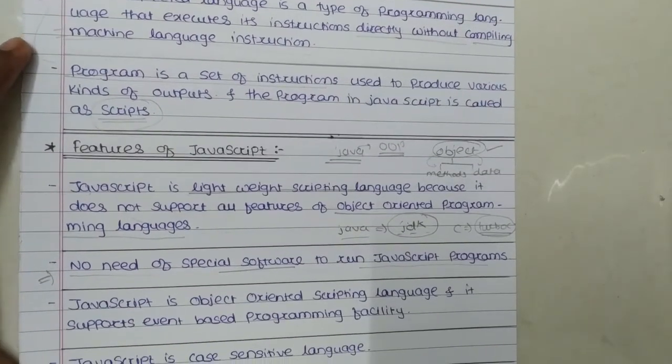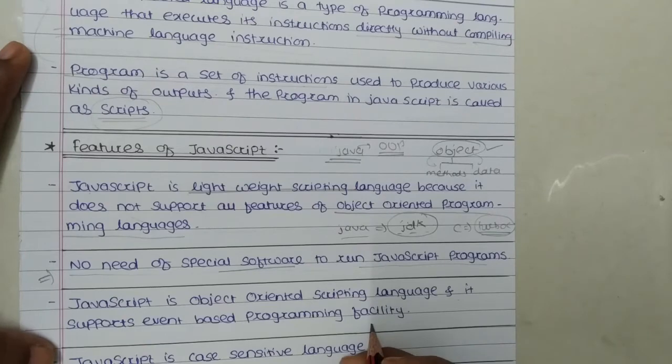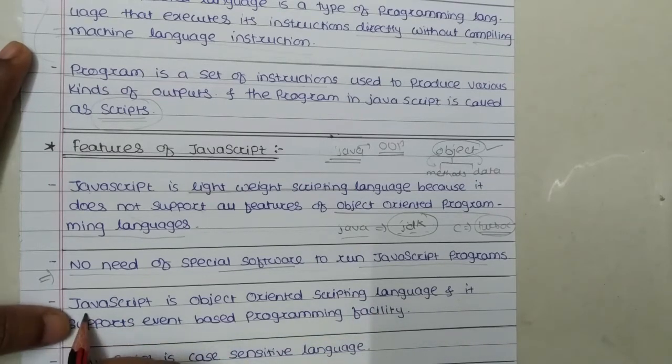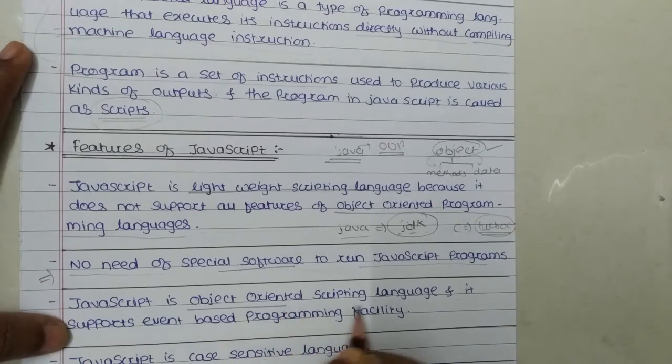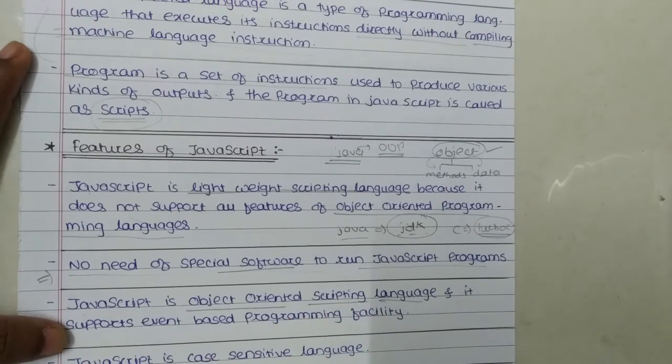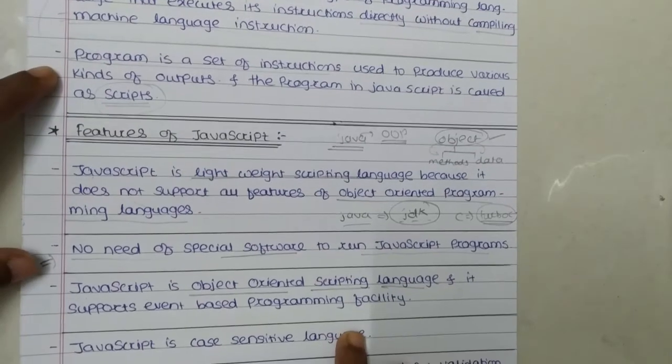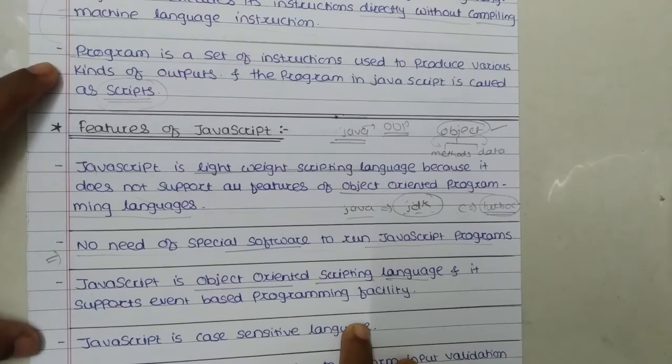Now next one is that JavaScript is an object-oriented scripting language and it supports event-based programming facility. What does this mean? JavaScript is an object-oriented scripting language. That means all the work or performance of your program depends on the object. But it also supports the event-based programming facility.